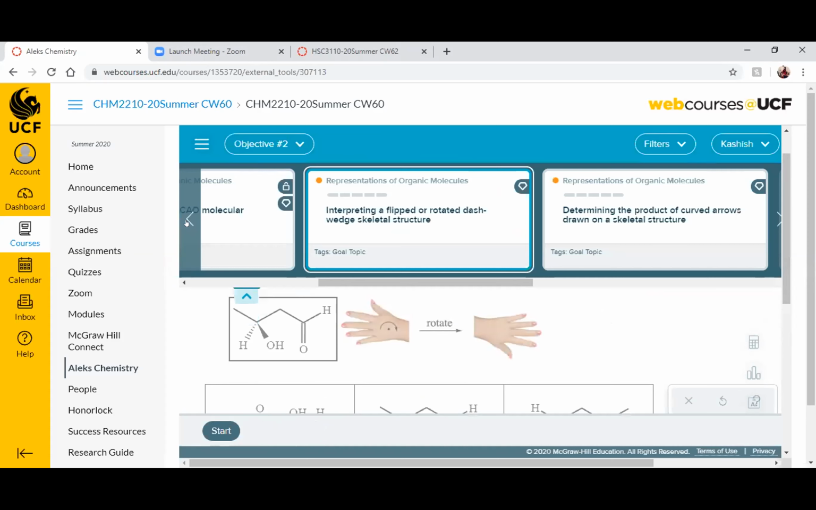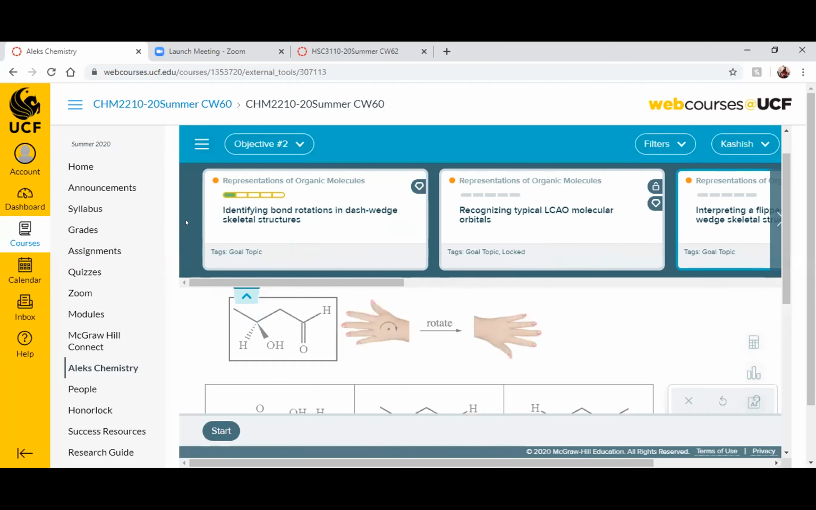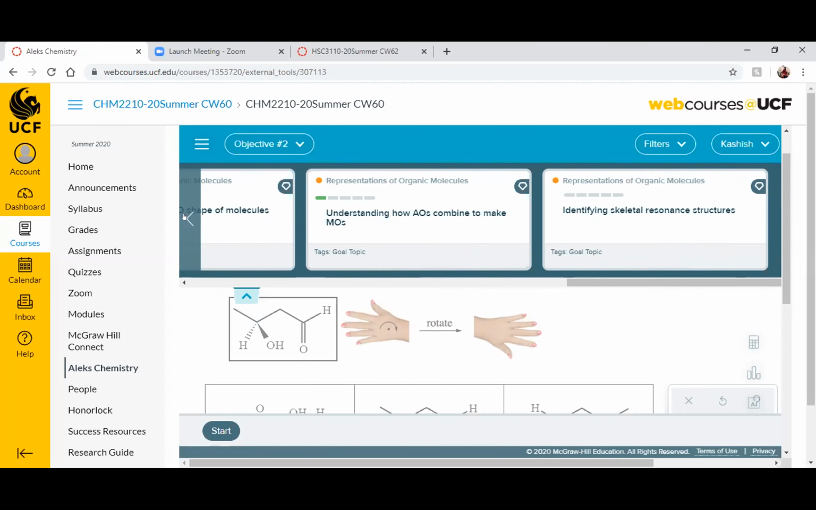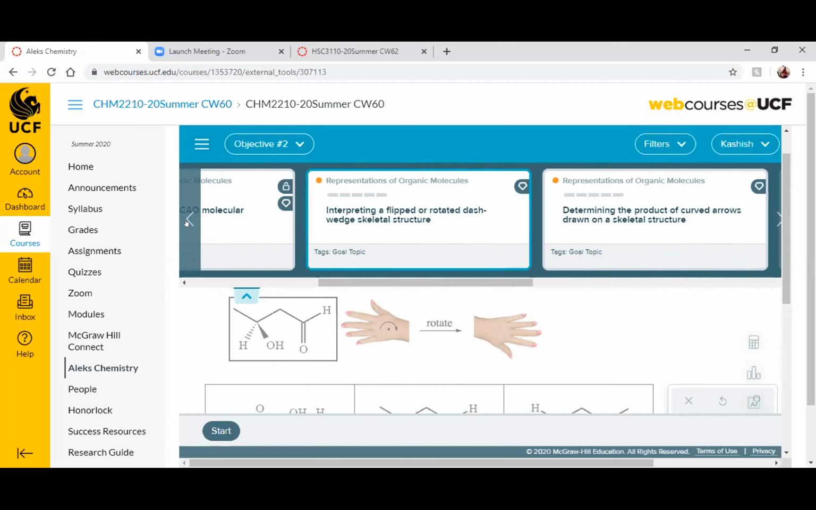So move over to, did we do recognizing typical LCAO? Oh, you can't do that one yet because it's locked, huh? Okay, just keep going to the right. If somebody else has that unlocked, we can work with it. Does that make sense? So did we do understanding the 3D shape of... no, we didn't.